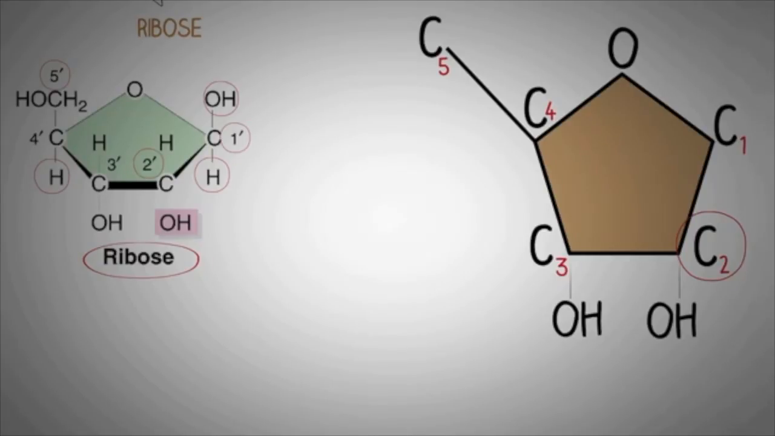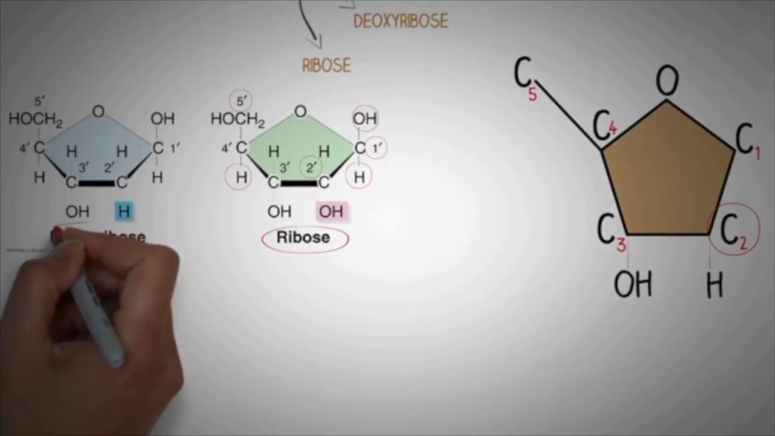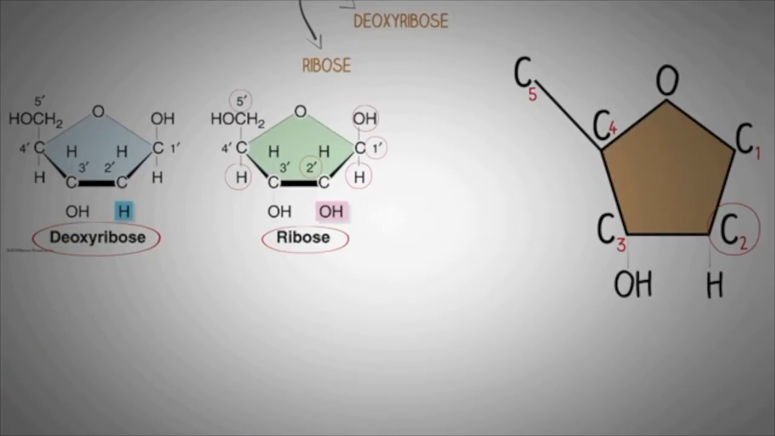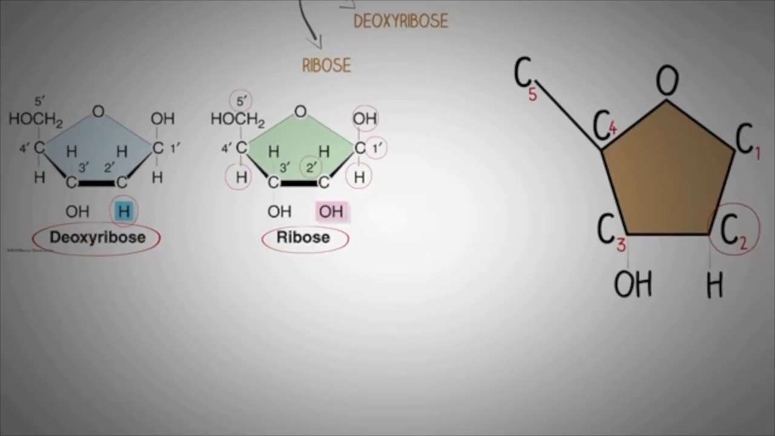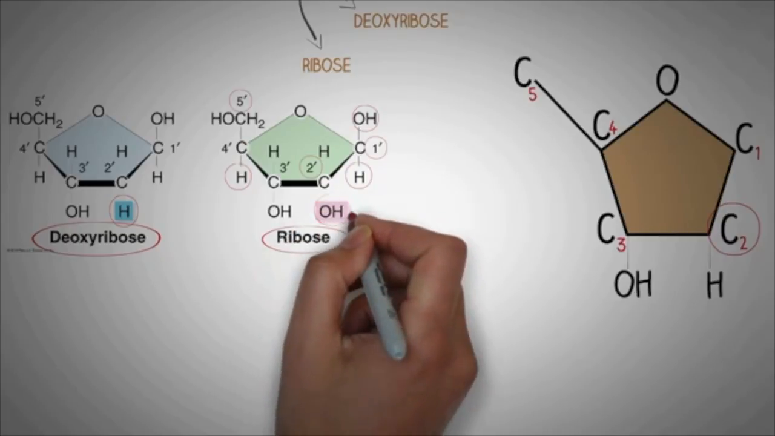Now if you compare this structure with the structure of deoxyribose, the only major difference is at carbon number 2, that carbon number 2 contains only a hydrogen atom and not the hydroxyl group. So the resultant sugar is called a deoxyribose. Here you can see the carbon number 2 in deoxyribose contains only a hydrogen atom, whereas in ribose the carbon number 2 contains a hydroxyl group.